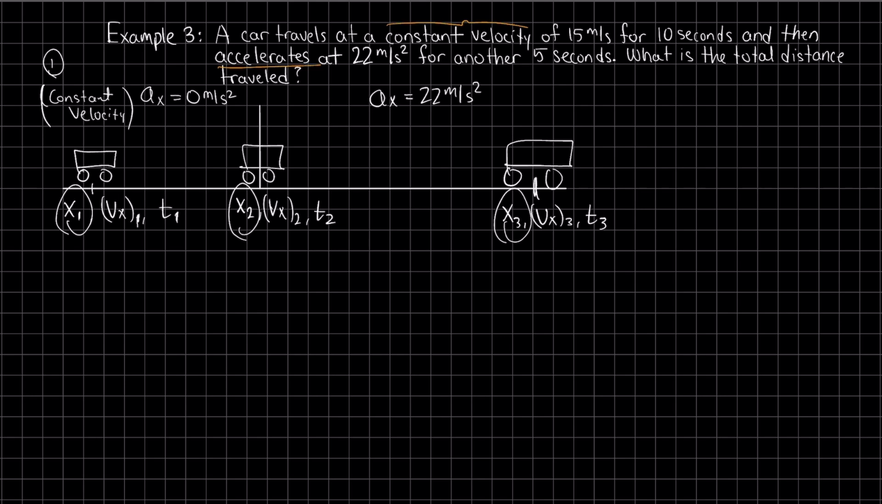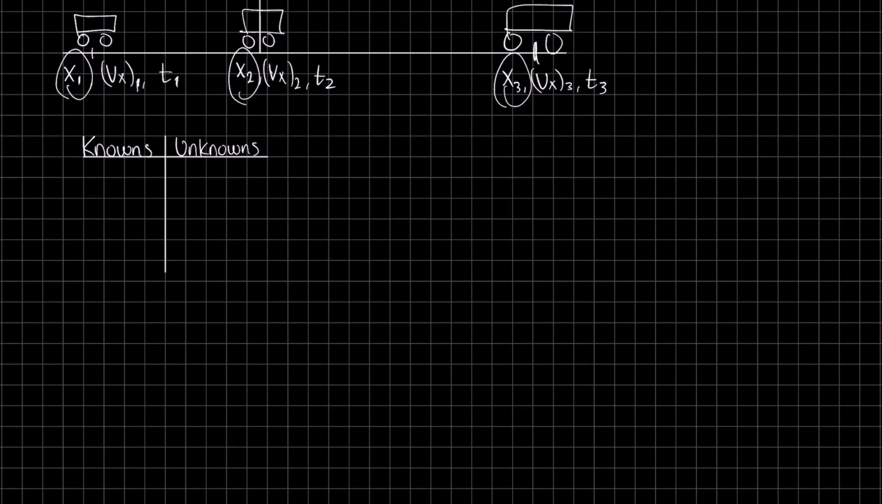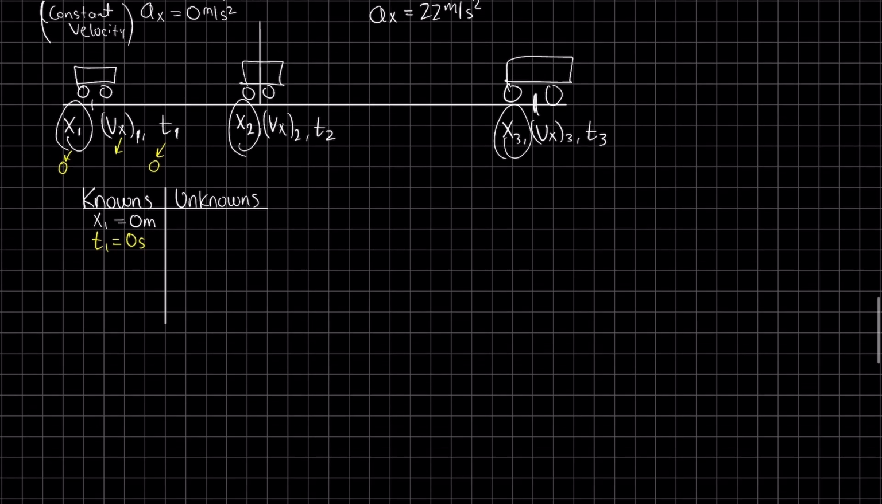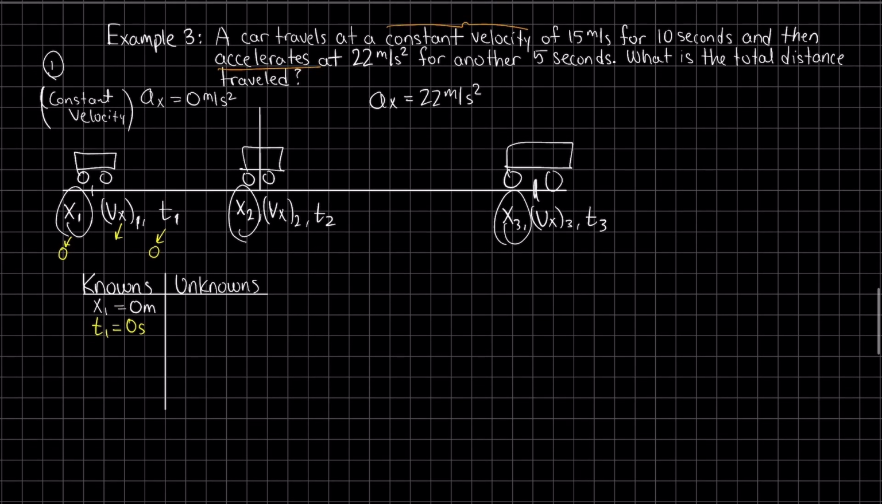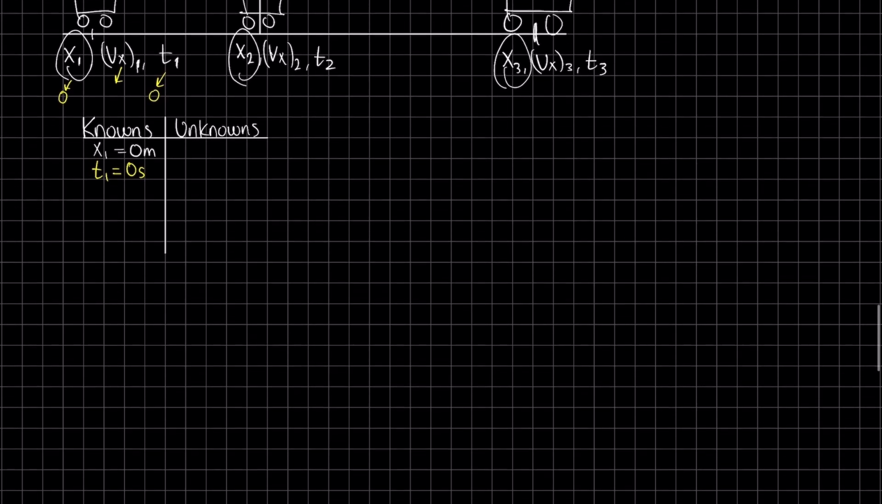Our next step is that we need to identify the knowns and unknowns. So I'm going to label x1 as being my starting point. Therefore, x1 is going to be equal to 0 meters. T1, since it's the beginning, also gets a time of 0 seconds. My vx1, we need to reread. This car is traveling at a constant velocity already at the beginning. So therefore, my vx1 is already 15 meters per second. I almost made the mistake of calling it 0 because I'm used to those other types of problems. But we need to always go back and reread.